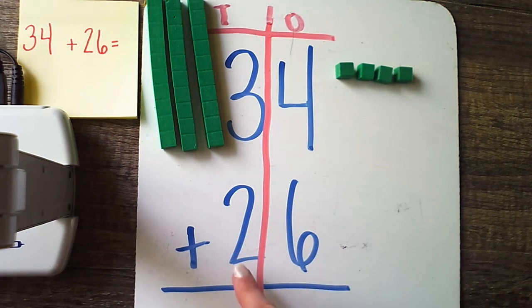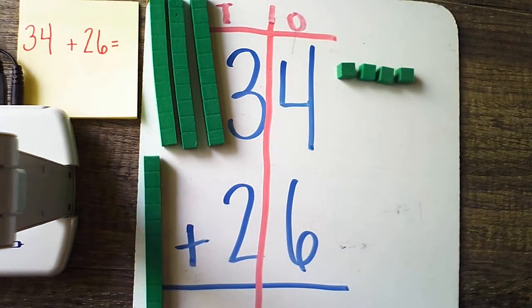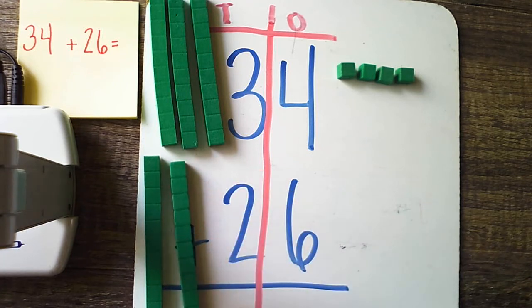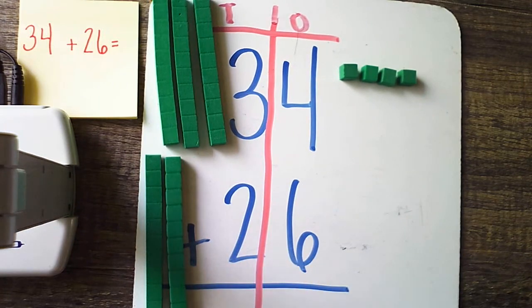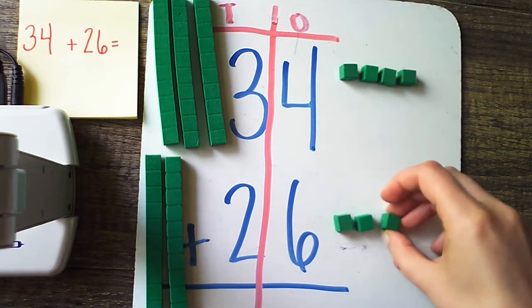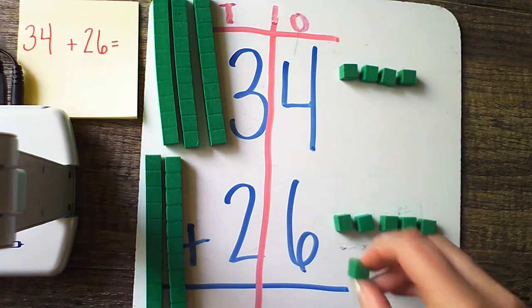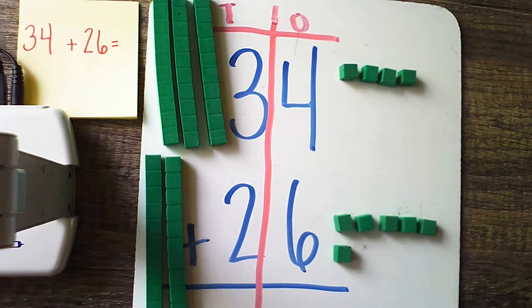Now I'm taking a look at my second addend. My second addend, or number I'm adding, is 26. 26 is made out of 2 tens, 1, 2, and 6 ones, 1, 2, 3, 4, 5, 6. Again, keeping those inside of my invisible 10 frame. So I've set up my problem. I've used my objects to show what's happening here.